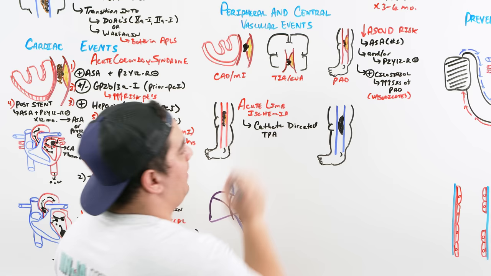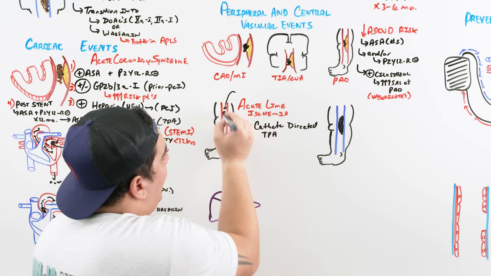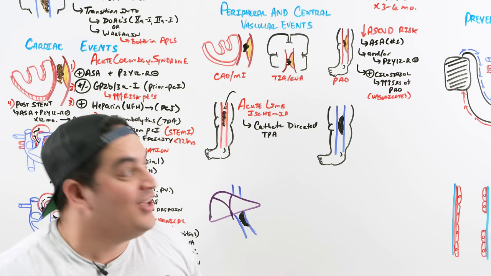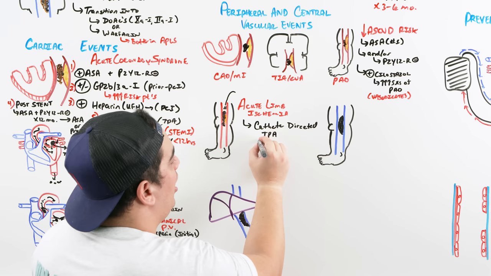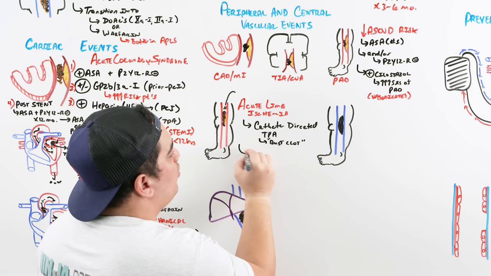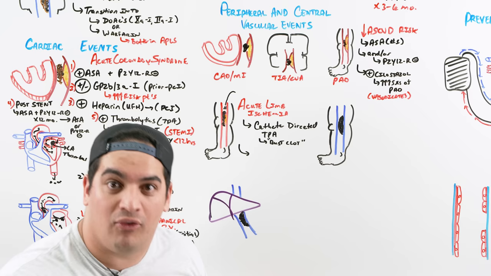In other words, we'll send a catheter down into this vessel and squirt TPA right in this localized area to reduce the risk of systemic bleeding. So that's one really, really cool, interesting concept here. And this will help to bust up the clot immediately. Okay? Sometimes what we may do though is start preventing further clot formation and propagation.